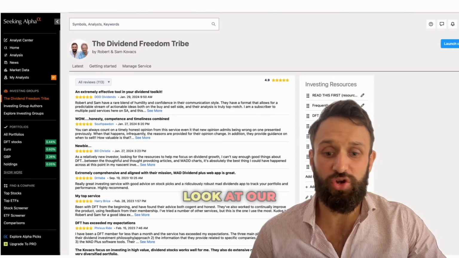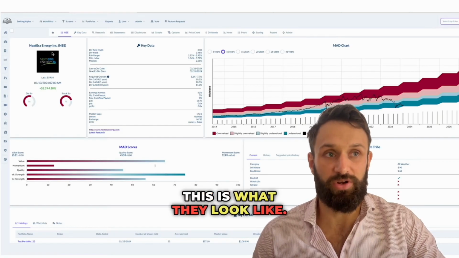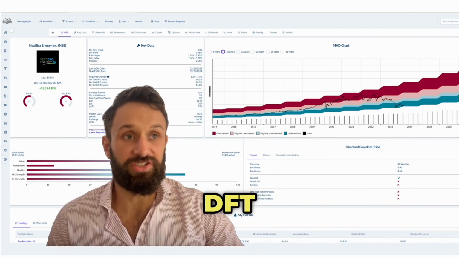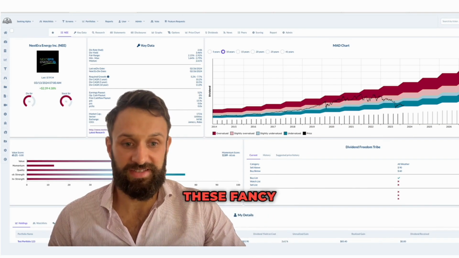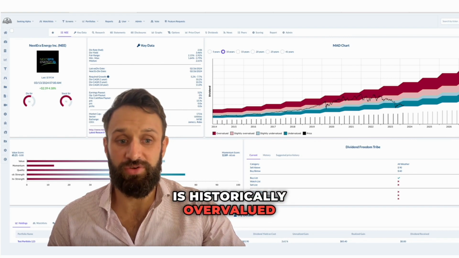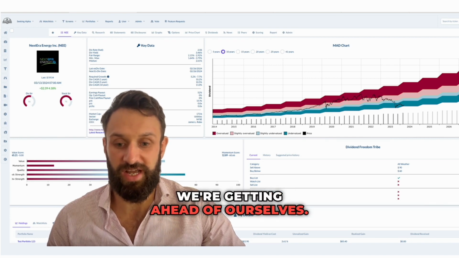Today we'll be taking a look at our proprietary DFT charts. This is what they look like. Let me just move myself to the side. This is what a DFT chart looks like here. These fancy little charts show you when a stock is historically overvalued or undervalued relative to its dividend yield. But we're getting ahead of ourselves.